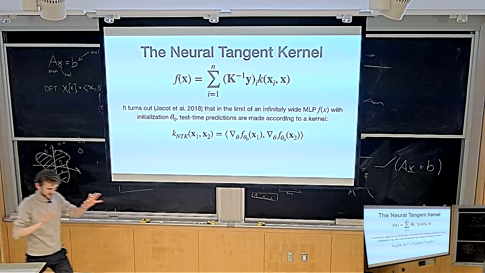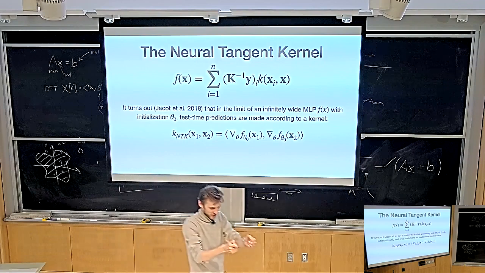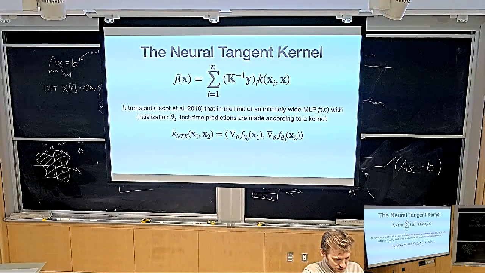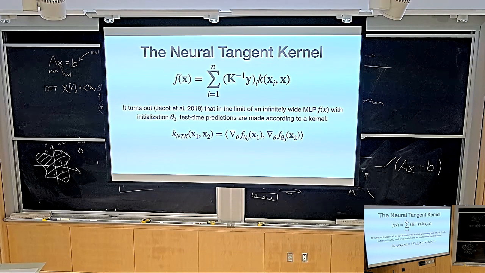What does that mean very specifically? You take your neural network, you give it coordinate x1, you get an output, and you take the derivative of the output with respect to every parameter of the neural network. That gives you one vector. You take your other coordinate, give it to the neural network, get an output, take the derivative of that output with respect to every parameter again, and the dot product of that tells you the similarity of these two coordinates under this neural network kernel.